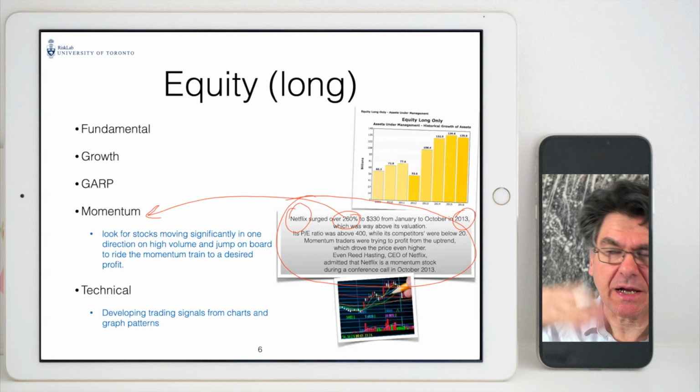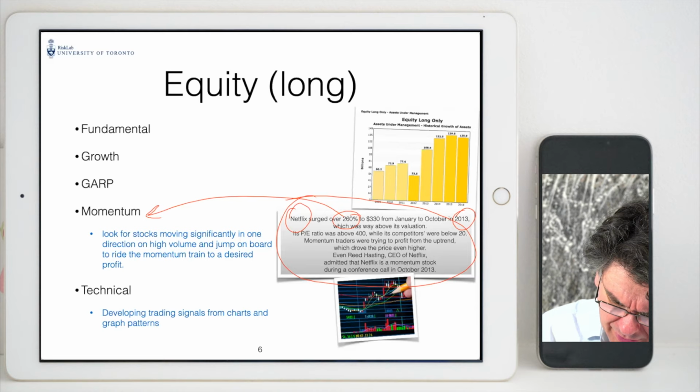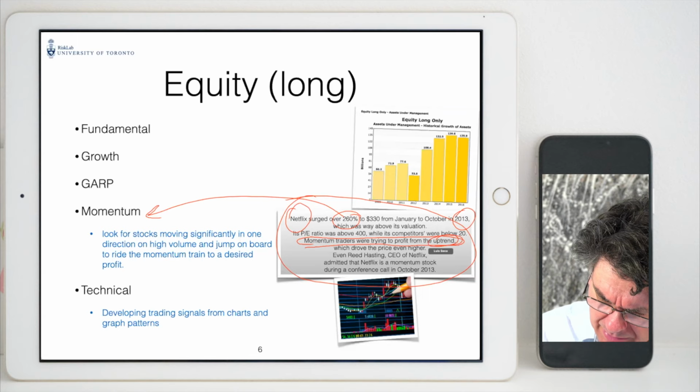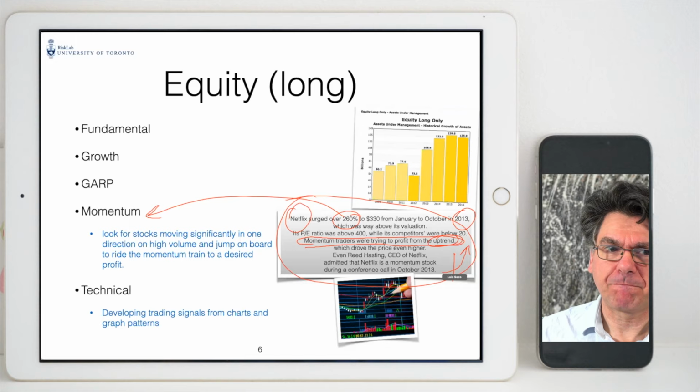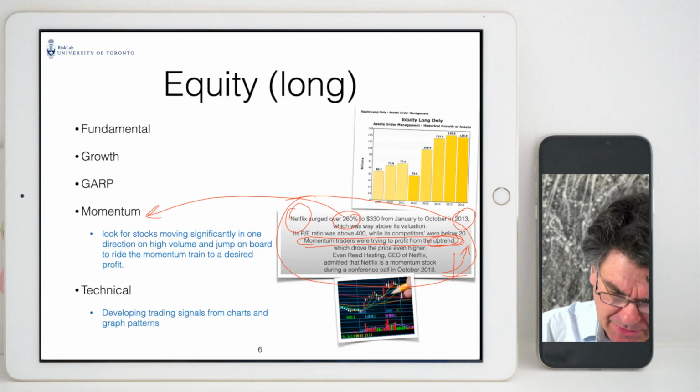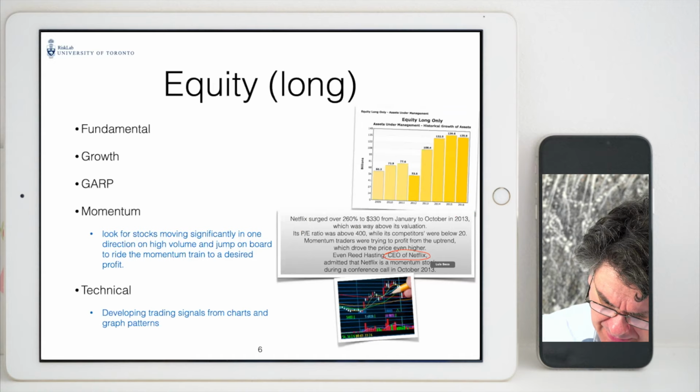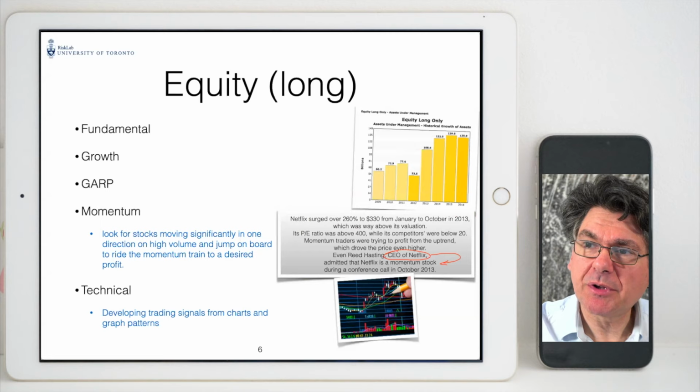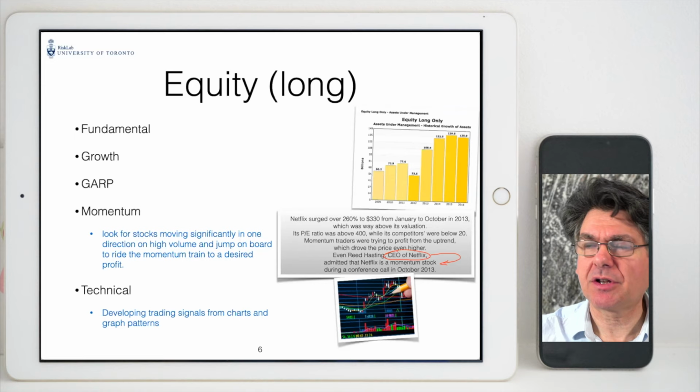Okay, so momentum traders try to profit from the uptrend. Uptrend is this: a company moves up very quickly. And in this particular case, even the CEO of Netflix admitted that Netflix was moving too fast. And so that's a momentum trade, when a stock moves very fast. You probably see this with Chinese stocks very often. They tend to move very fast. You tend to have a lot of momentum trades.